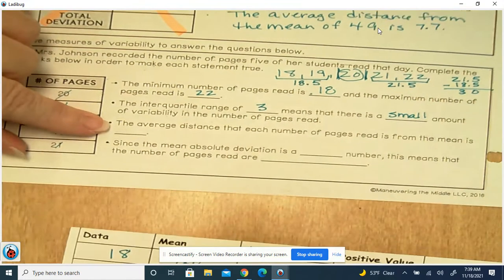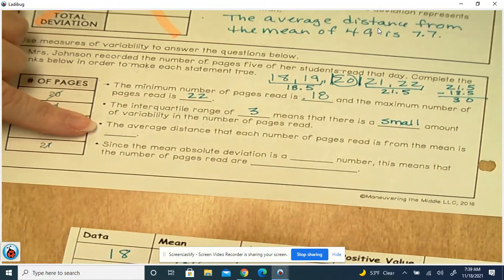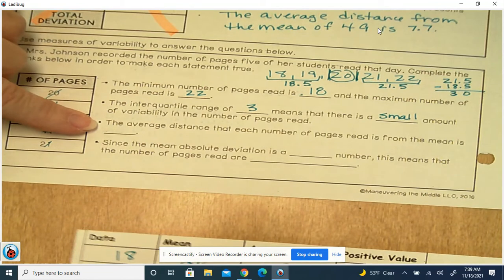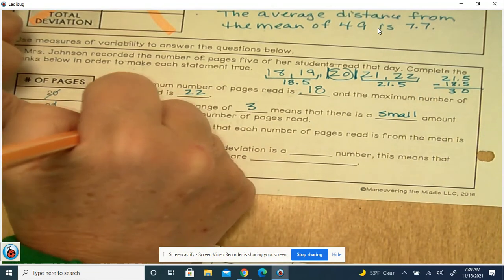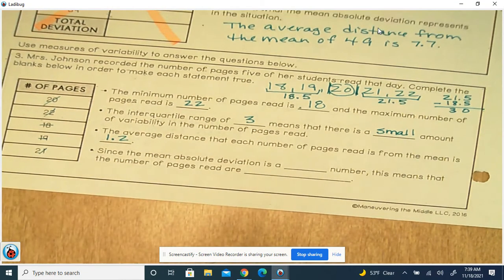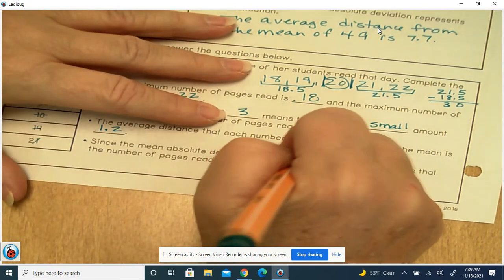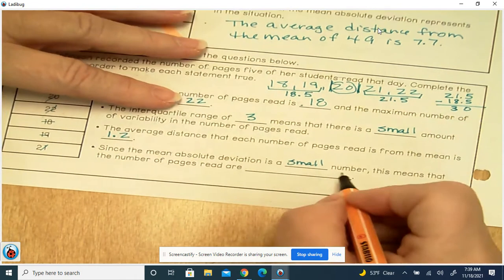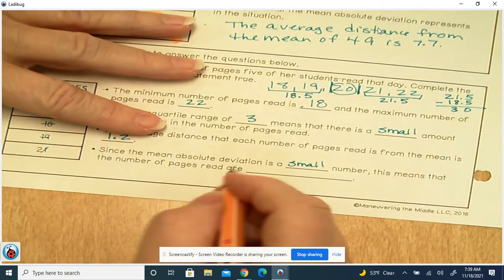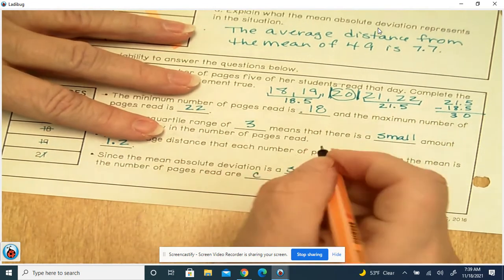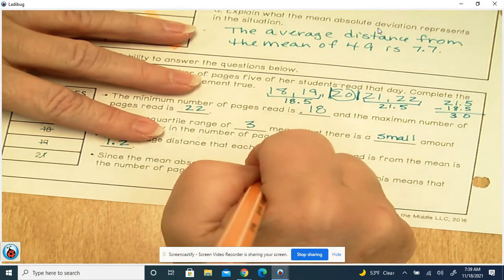So we come back in here. The average distance that each number of pages read is from the mean is 1.2. Since the mean absolute deviation is a small number, this means that the number of pages read are close together. And of course, 18, 19, 20, 21, and 22 are close together.